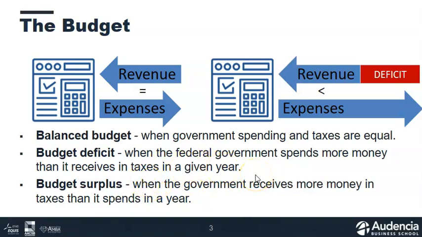Now, we can have the exact opposite when revenue is greater than expenses, and that would be a budget surplus. And like I said, this has happened in the past, and we do have periods when the government is in a surplus period. But for the moment, most national governments, at least, are running deficits.